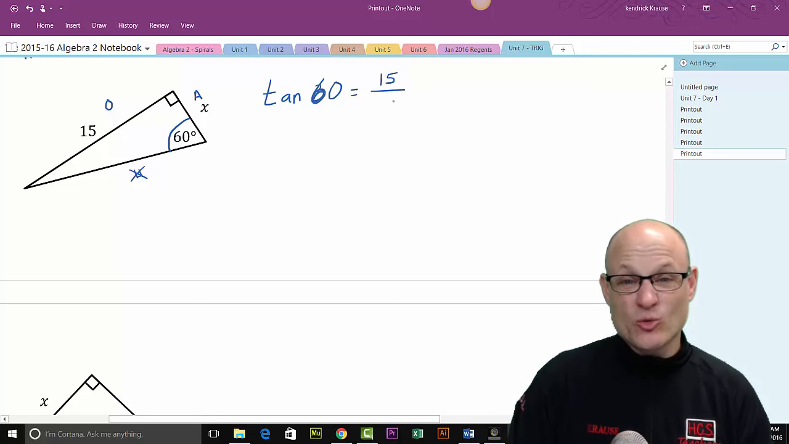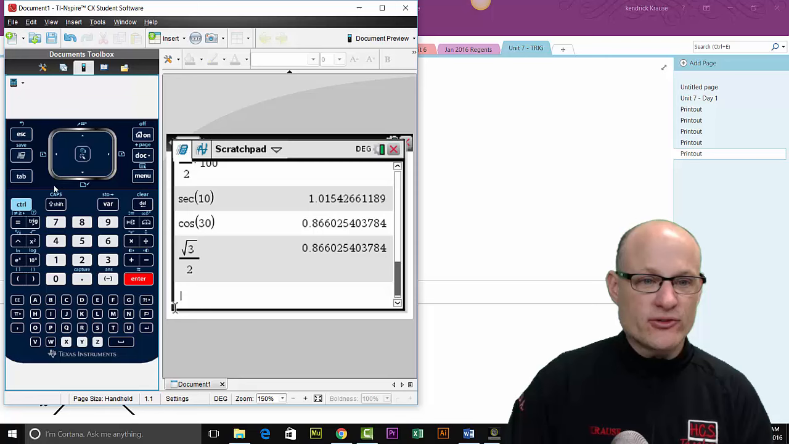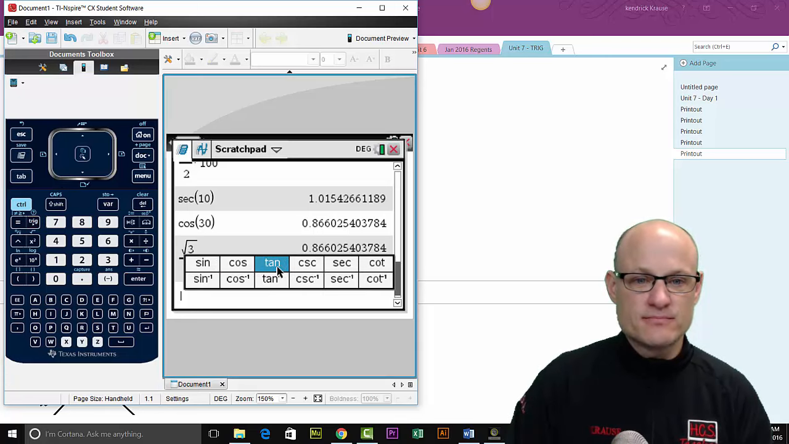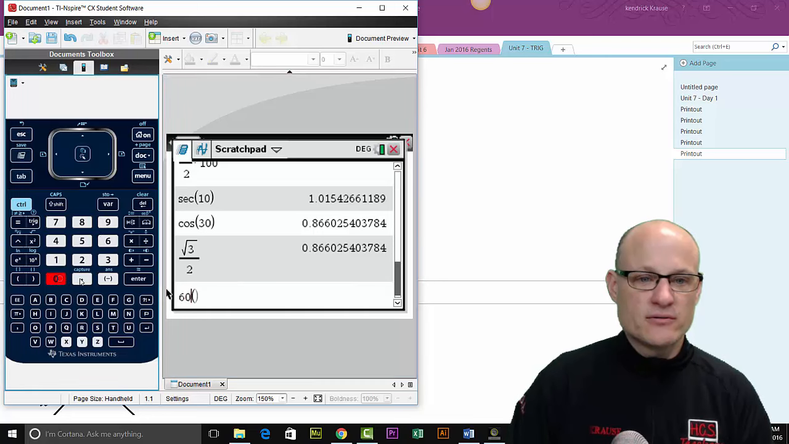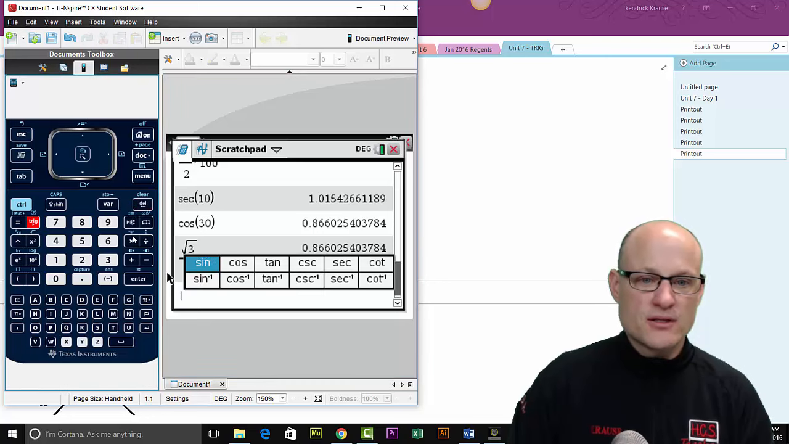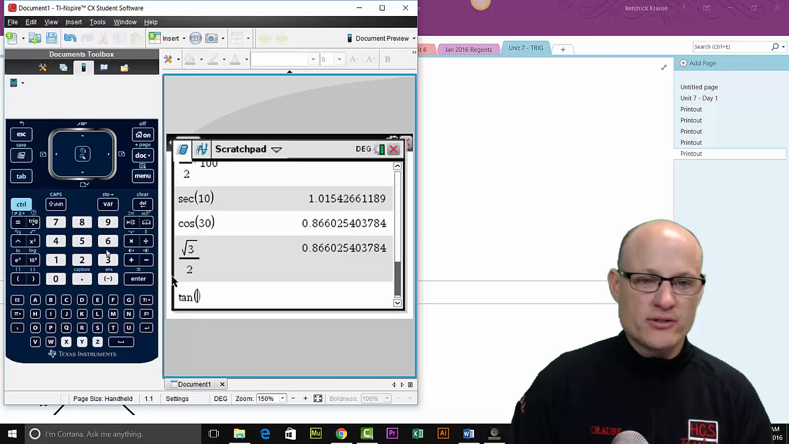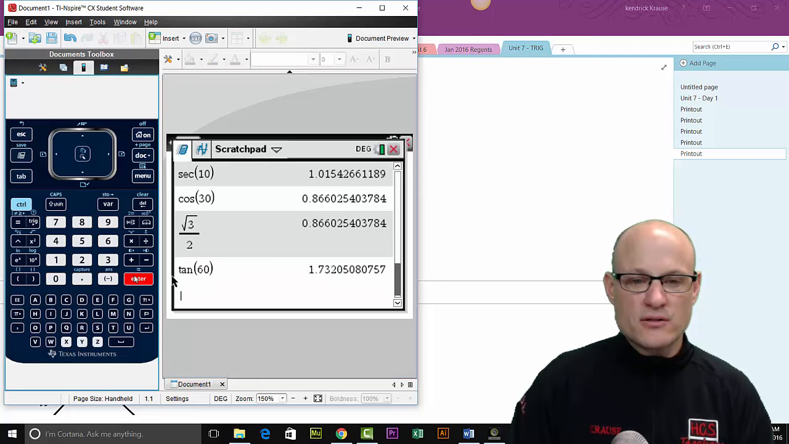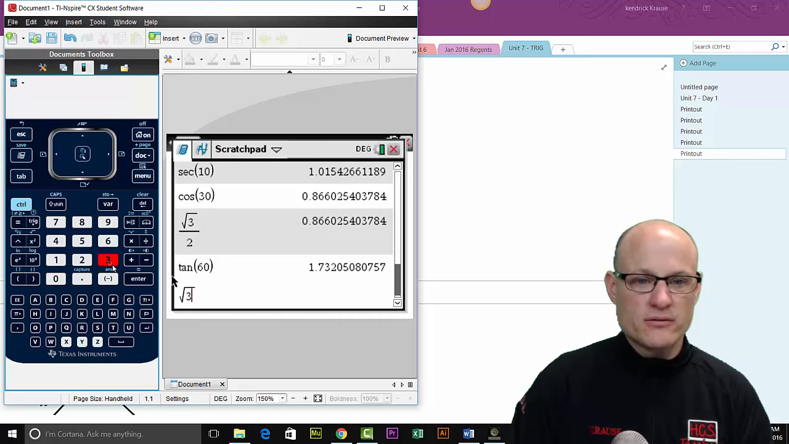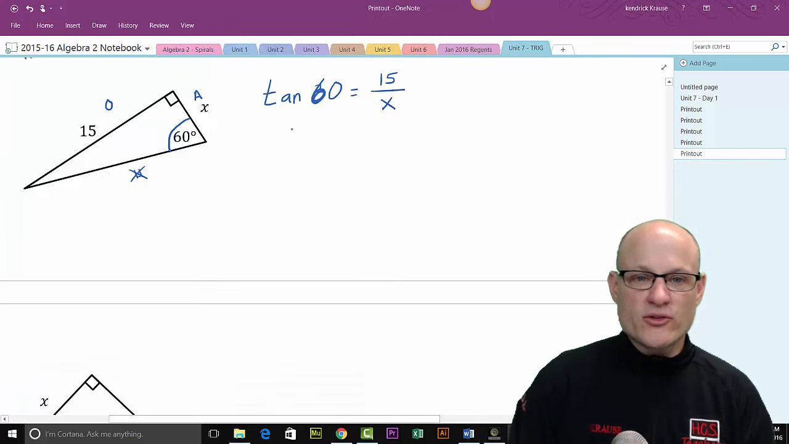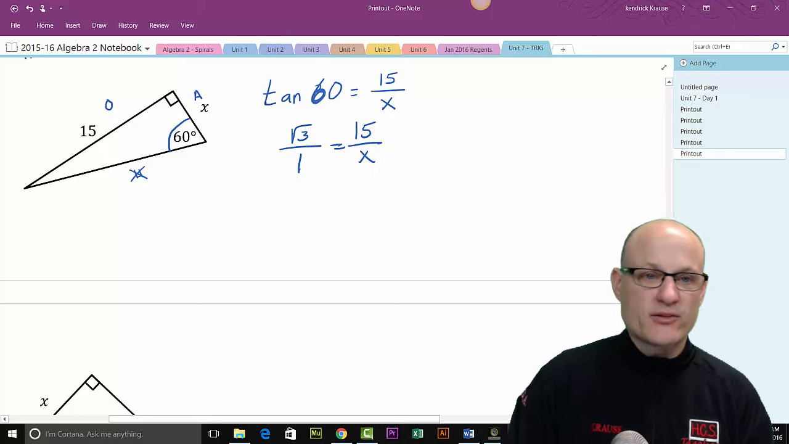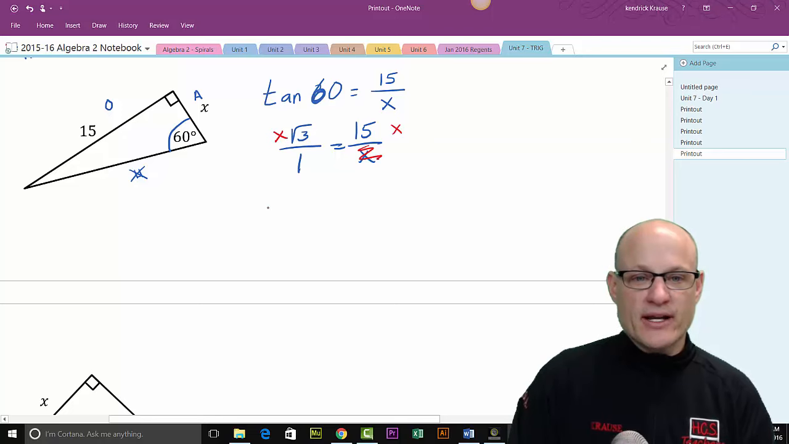Now, let's say you don't remember what the tangent of 60 degrees is. So you come over here and you say, okay, tangent 60. Why is this calculator not working properly? Tangent of 60. Okay, is that the square root of 3? Oh yeah, square root of 3. So this is the square root of 3 over 1 equals 15 over x. We'll either cross multiply or multiply both sides by x. So I get x times the square root of 3 equals 15.